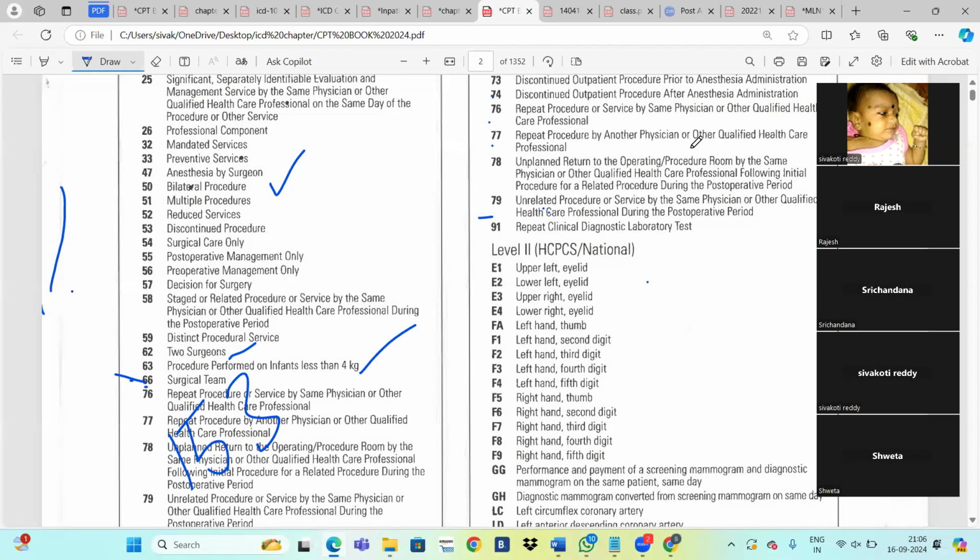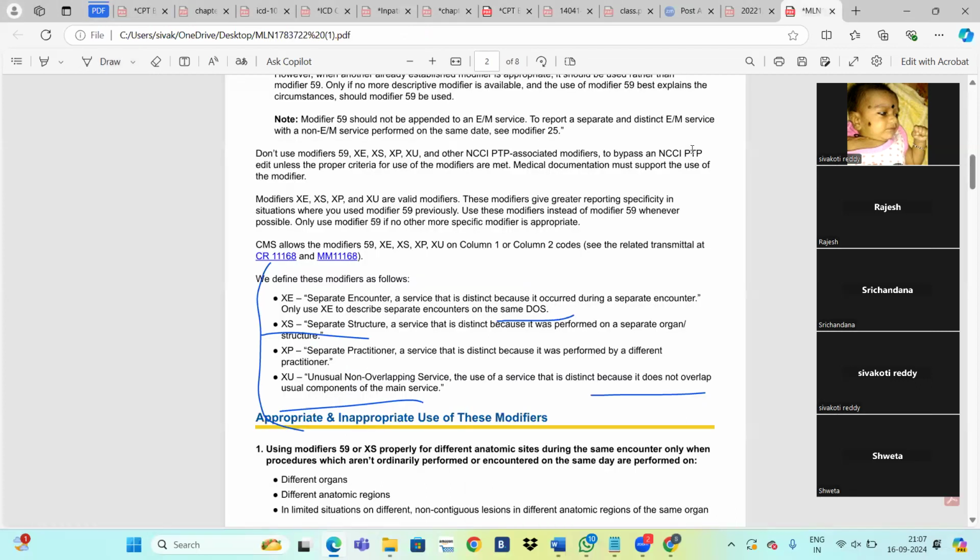Okay, so that's it, guys, modifiers. Remember, for exam purposes, 52, F series, T series, X series modifiers: XE, XS, XP, XU. Those who have not taken the snippet, please take the snippet for this. I think I already shared this material with you. If I didn't share it, you can take the snippet for this.